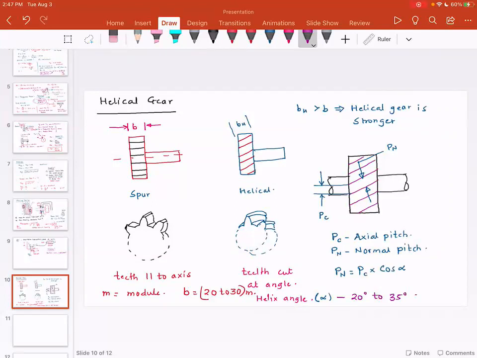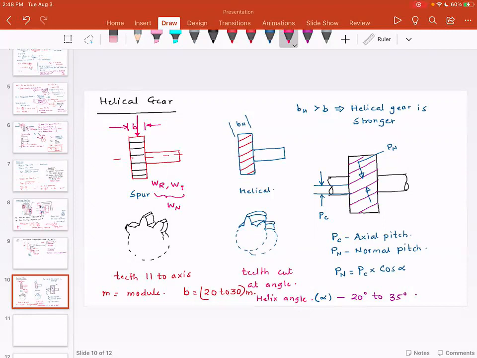Now, this is great, but what are the disadvantages of the helical gear? I want you to think about the forces acting on the helical gear and the spur gear. In the last lesson, we talked about the forces on the spur gear. You would have a radial force, you would have a tangential force, and the normal force is the resultant of these two. So Wn is the resultant of Wr and Wt.